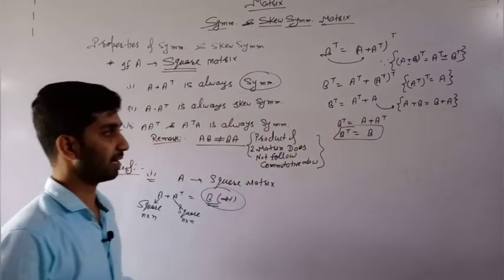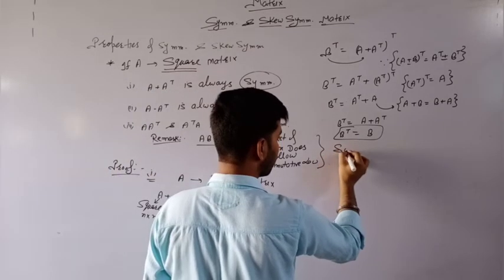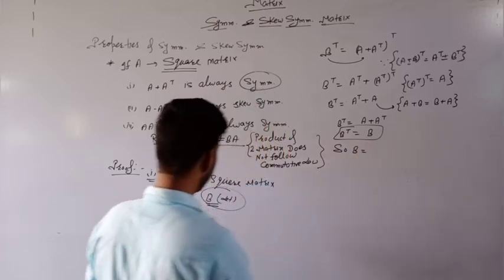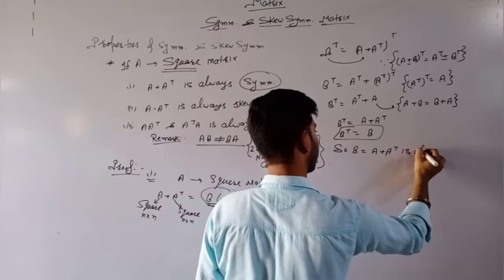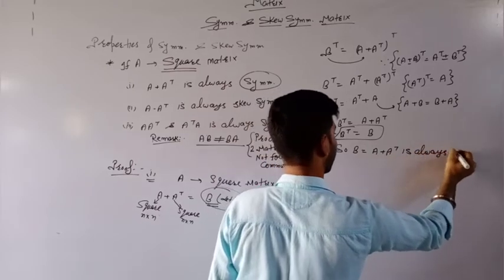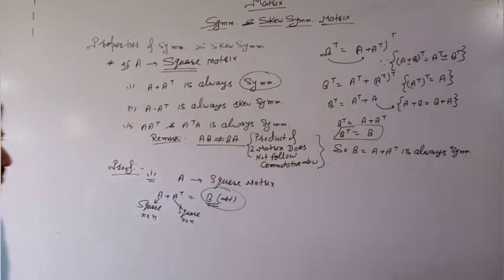Now we have proved that B transpose is equal to B. It means that B, which is A plus A transpose, is always symmetric. A plus A transpose is always symmetric.